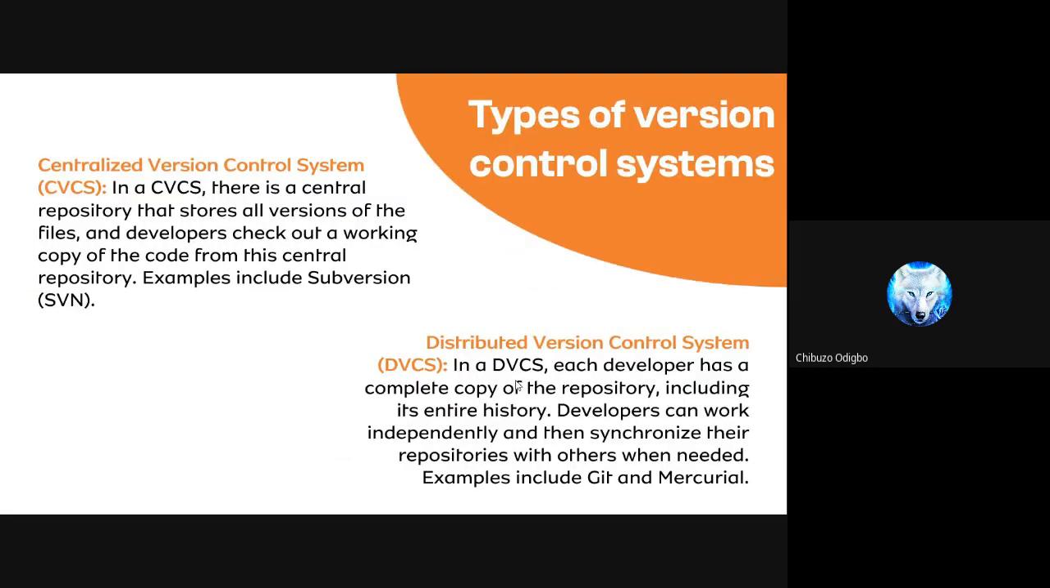Types of version control systems. So we have centralized version control systems and distributed version control systems. In CVCs, there is a central repository that stores all versions of the files, and the developers check out a working copy of the code from the central repository. Examples include Subversion. In a distributed version control system, each developer has a complete copy of the repository, including its entire history. The developers can work independently, then synchronize their repositories with others when needed. Examples include Git and Mercurial.